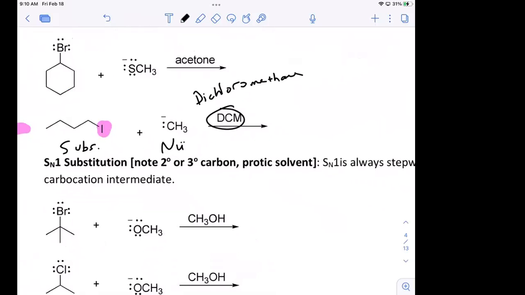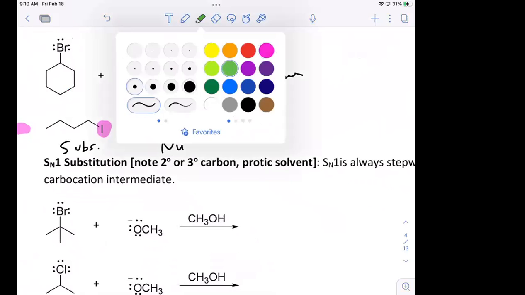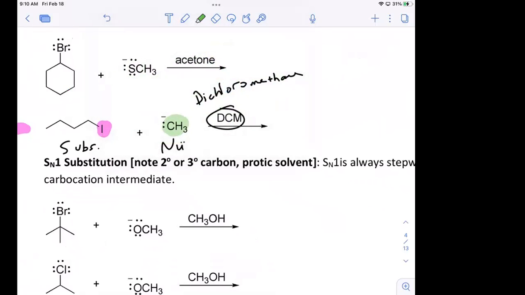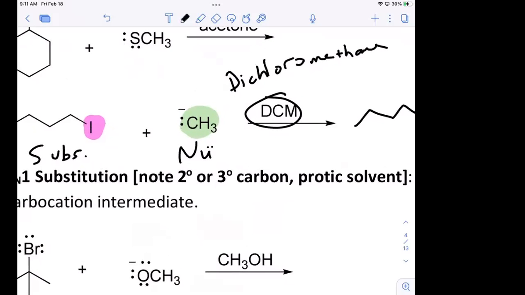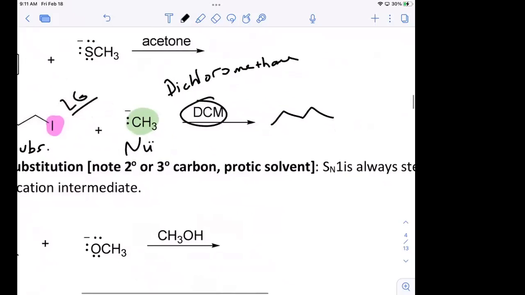Would you go ahead? Come on. Substitute the iodine for the methyl group? Yes. All right. So this is a simple substitution where your leaving group is iodine. Can somebody look on the list and tell me if that's a good or bad leaving group? It's a good leaving group. It's excellent. It's an excellent leaving group.